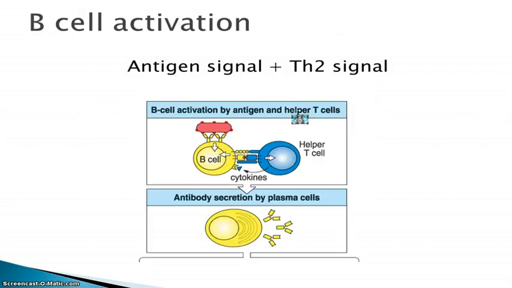And then lastly, our other helper T cell, our Th2 cells, we've talked about them before. These are the ones that stimulate B cells to become clonally selected and get them to morph into plasma cells and secrete loads and loads of antibodies. Well, that's the end of cellular immunity.